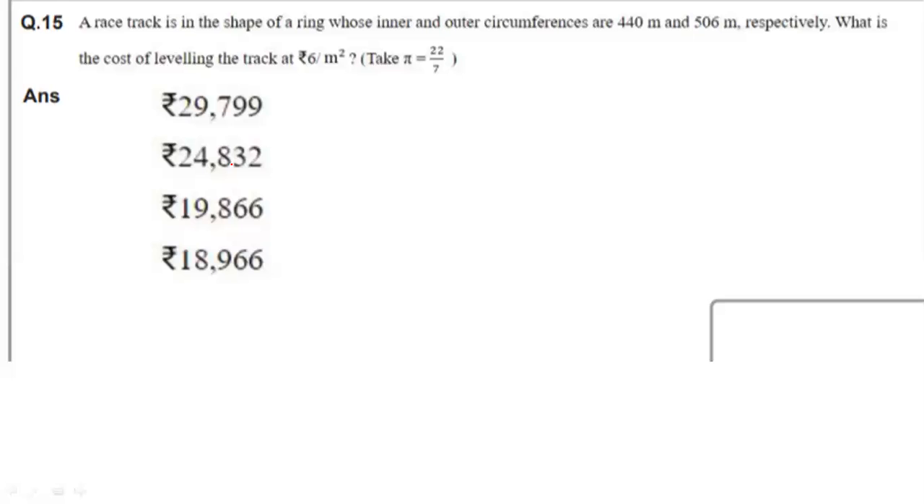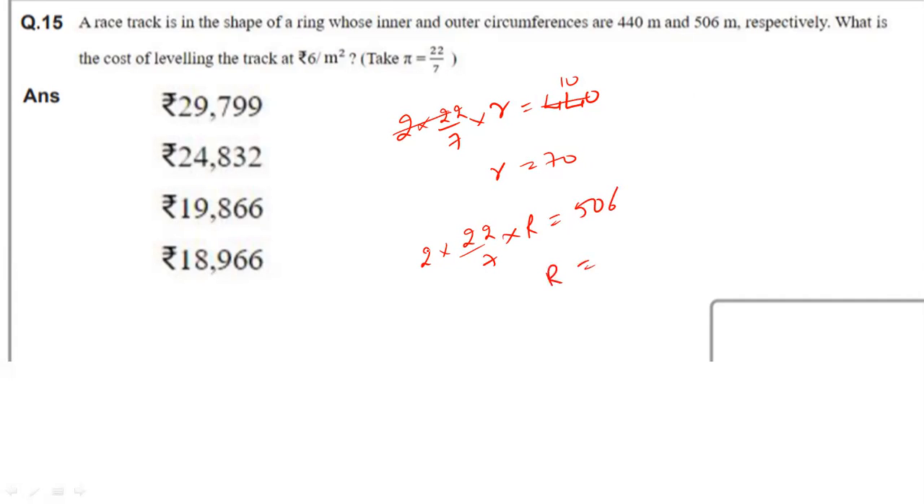A racetrack is in the shape of a ring whose inner circumference and outer circumference are given. Inner circumference is 2 into 22 by 7 into inner radius is 440. From this I'll get the inner radius value. Inner radius is equal to 70, because 44 times 10 is 440. In the same way, outer circumference is 2 into 22 by 7 into capital R is equal to 506. So from this I can get the R value.